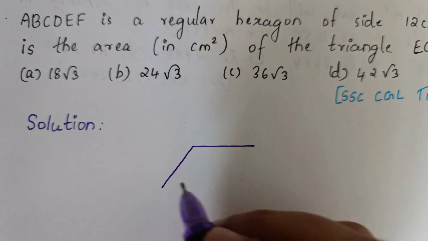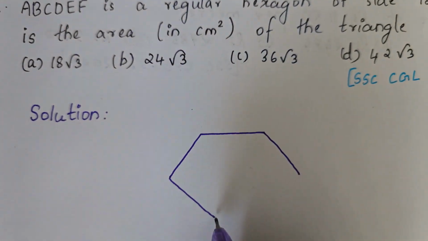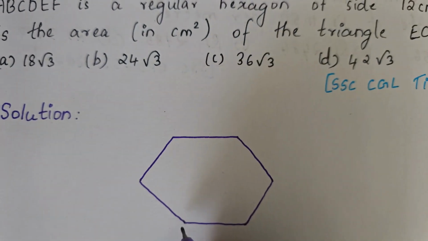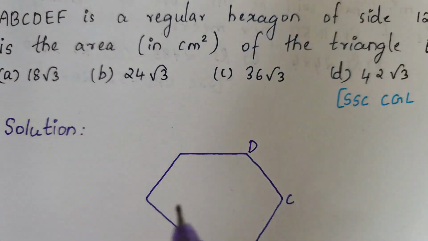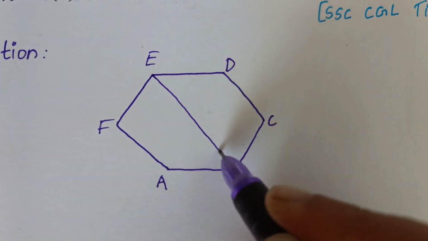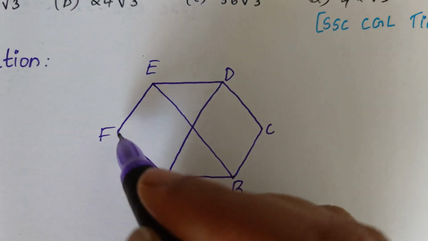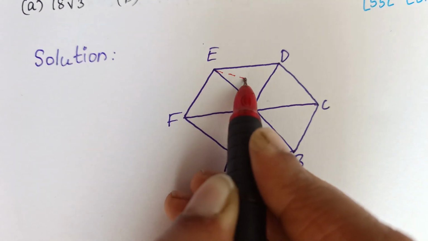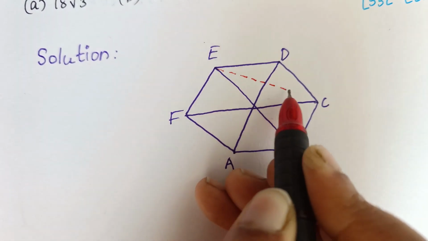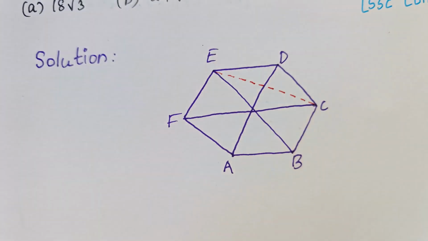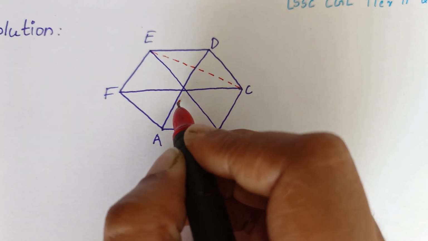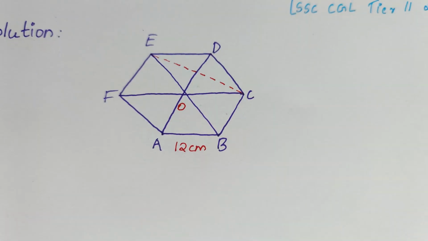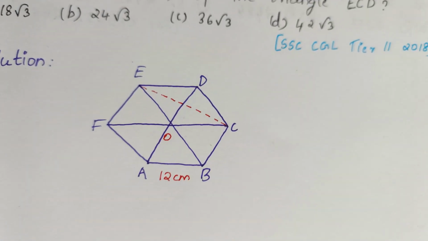So here first we can draw the diagram of the regular hexagon ABCDEF. The regular hexagon is made of 6 equilateral triangles as shown here. Now we need to find the area of triangle ECD. The length of each side is 12 centimeter and let's name this point as O.